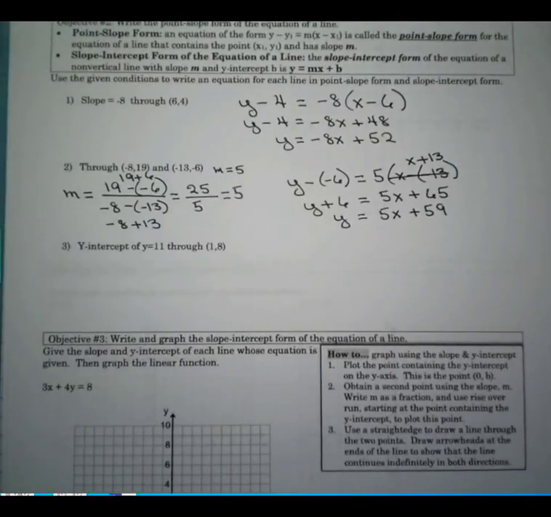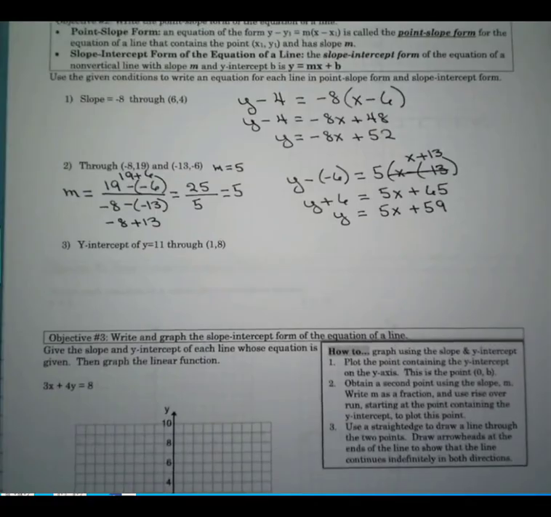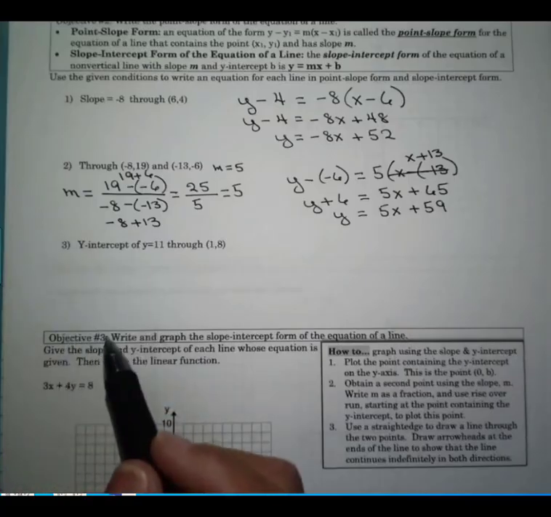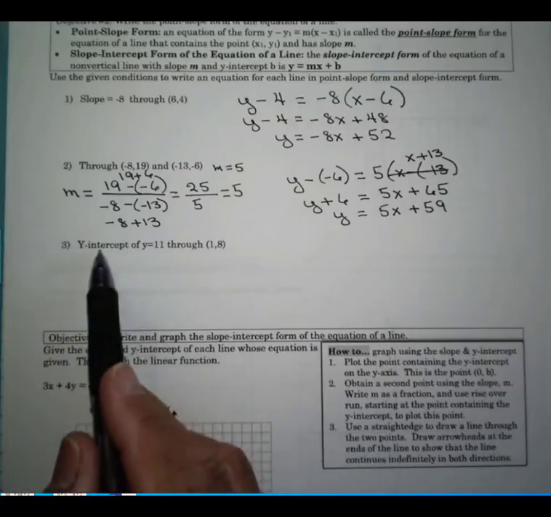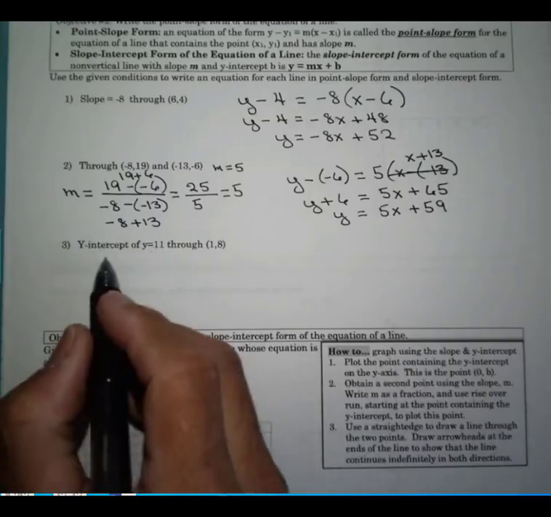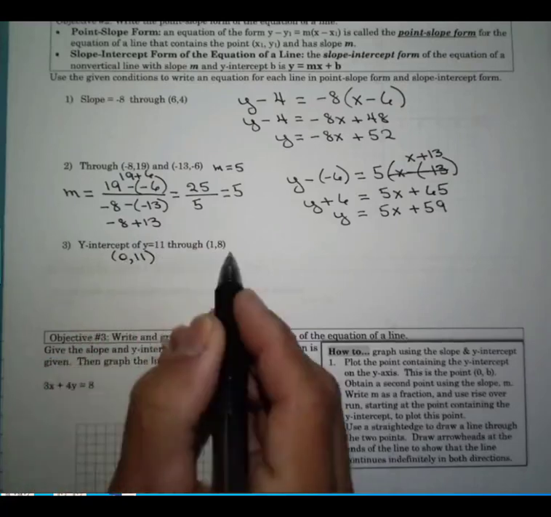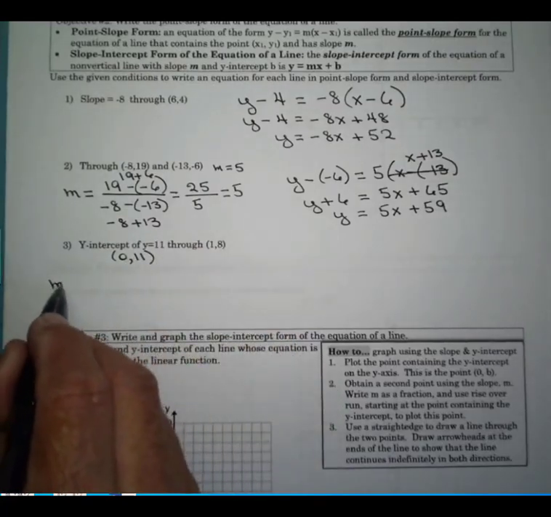Now let's look at the next one. I have a y-intercept of y is equal to 11, and it's going through the point 1, 8. Now, at first, this looks like I don't know enough to do anything, but I do because I know I have a y-intercept of y is equal to 11, and for a y-intercept, x is always equal to 0. So I have my 2 points, and I can calculate my slope.